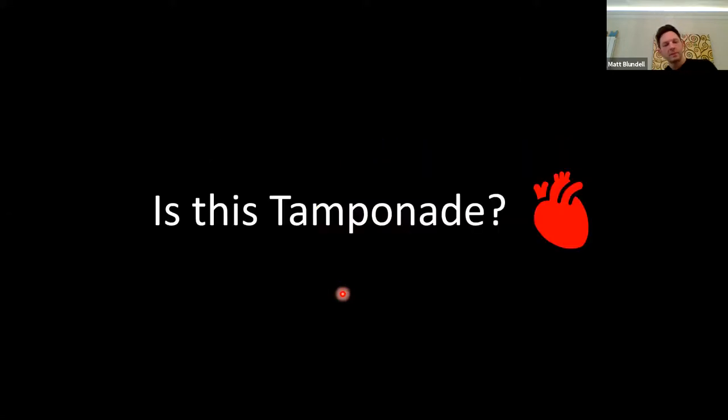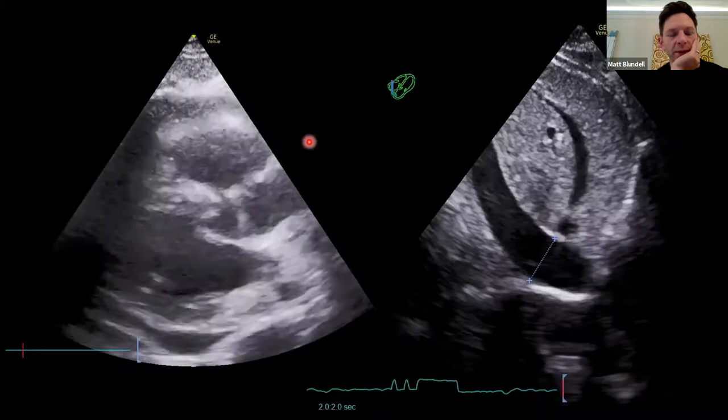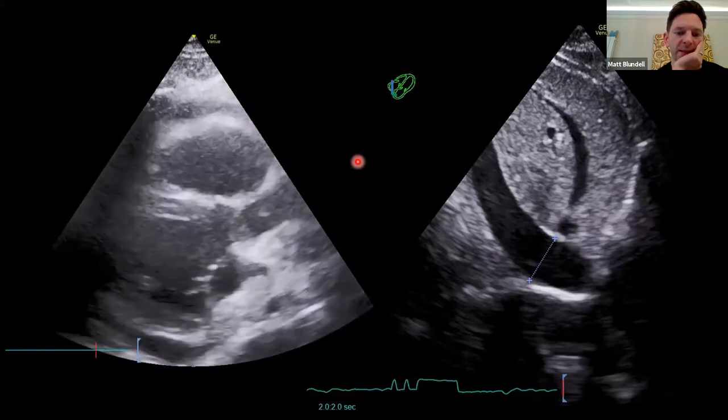So going back to our patient, he came back from CT. His ECG-gated CT aorta ruled out any form of dissection. We rescanned his heart again, with very similar findings to what we saw before. So he's still got a blood pressure around 140 over 80. His pain has settled a bit now.